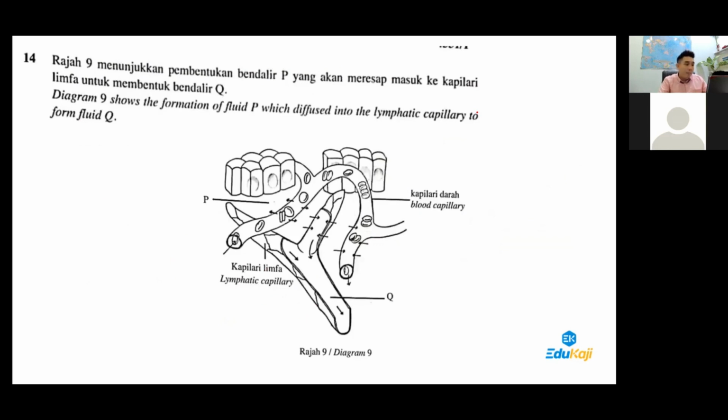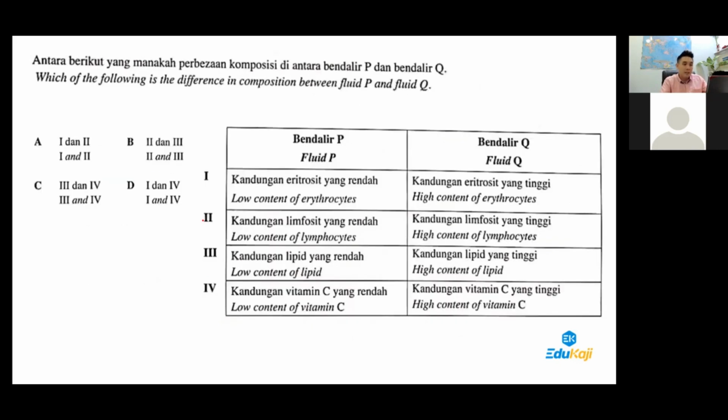Next, 14. Diagram 9 shows the formation of fluid P, which moves into lymphatic capillary to form fluid Q. Okay, from here one look, you already know anything that enters the lymphatic system, we call it the lymph. And before that is called tissue fluid. P is tissue fluid, Q is lymph.